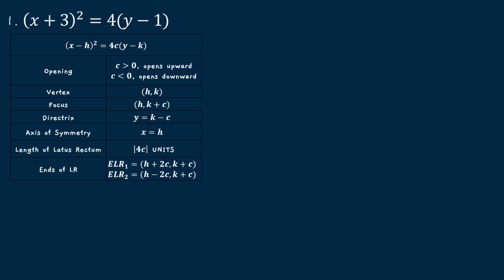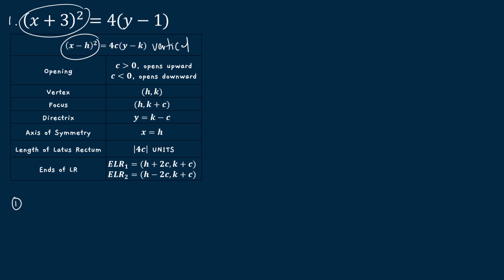For number one, we can see here that the variable with a square outside its parenthesis is the variable x. And based on the table, if the variable x has a square, it is a vertical parabola. This one, same pattern, they have a square, so we have a vertical parabola. So we already identified it. We can now proceed to the first one that we need to solve, which is the value of C.